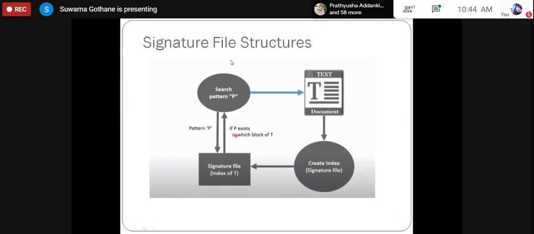One of the algorithms that we can apply for this data structure is called the signature file structure. This is nothing but a search process, your normal search process.